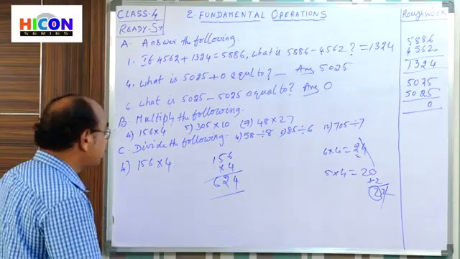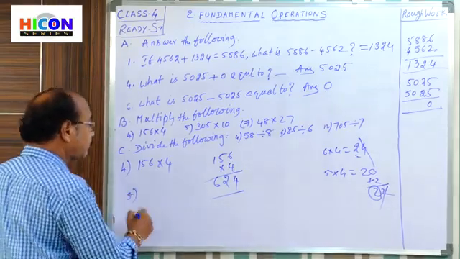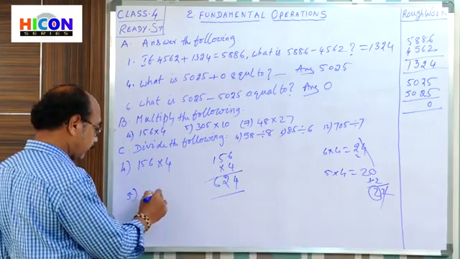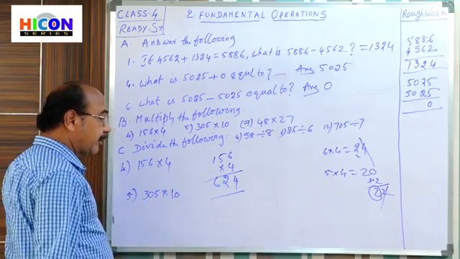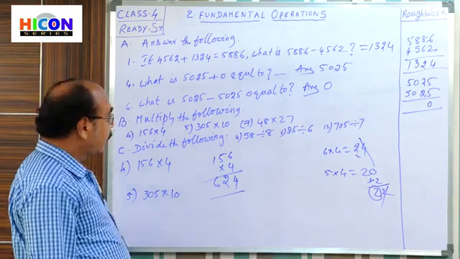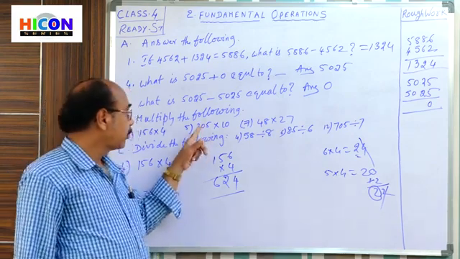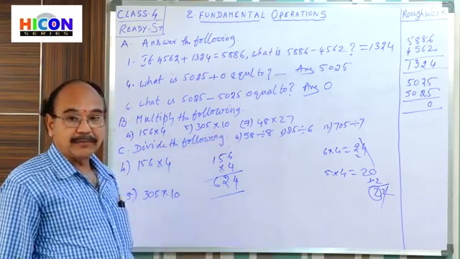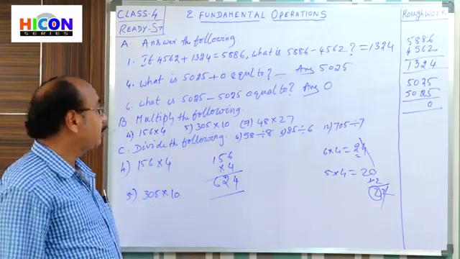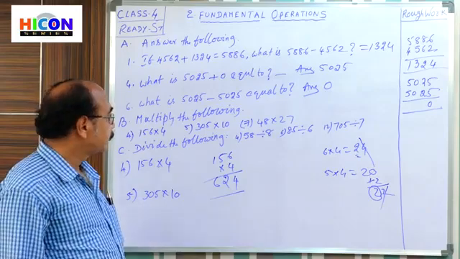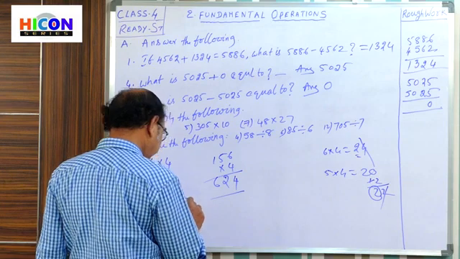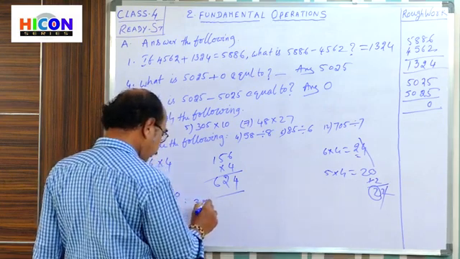Now, the fifth one. 305 into 10. Here, the number 305 is to be multiplied with 10. With 10 we have to multiply. So, 305 into 10.